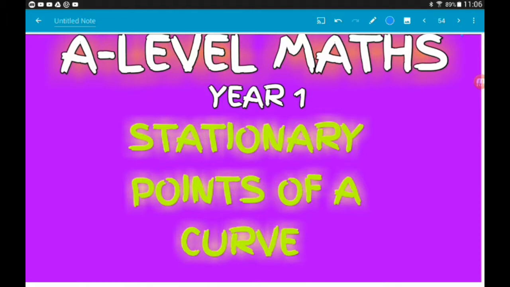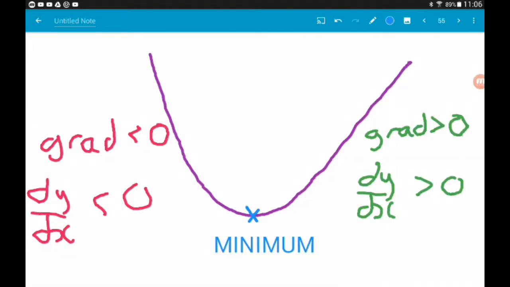So first up, what do the three different stationary points look like? First up, a minimum. We've seen these loads before: the bottom point of a quadratic. We do get minimums and maximums though, locally on cubic and higher power graphs too, so it's not just quadratics. So a minimum point looks like this.